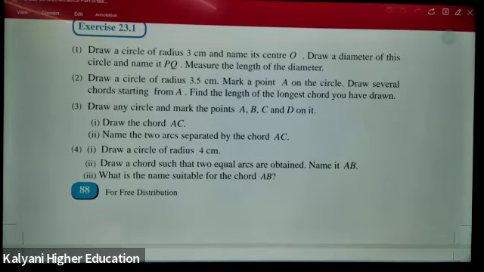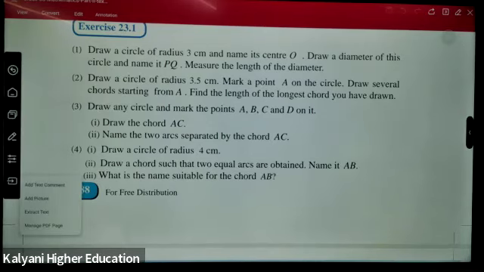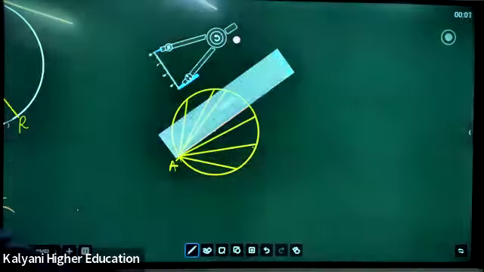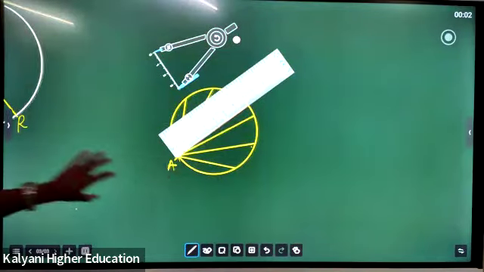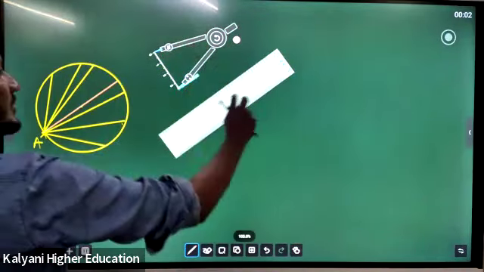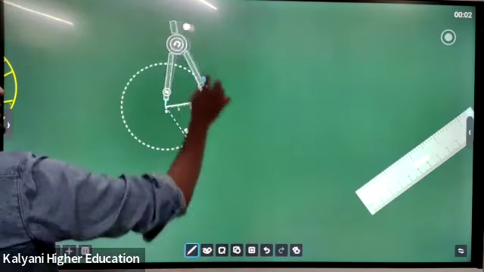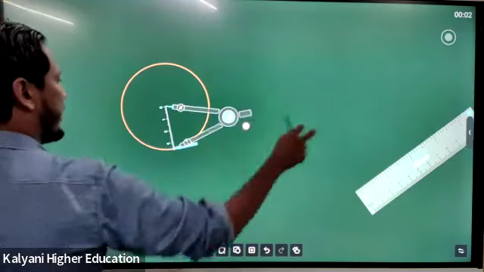Okay. What are A, B, C, D? Help me. All the questions I explained. What should you do? Tell me. Draw any circle, and mark the points A, B, C, D on it. Try again. Draw any circle and mark the points A, B, C, D on it. Mark any 4 points A, B, C, D.